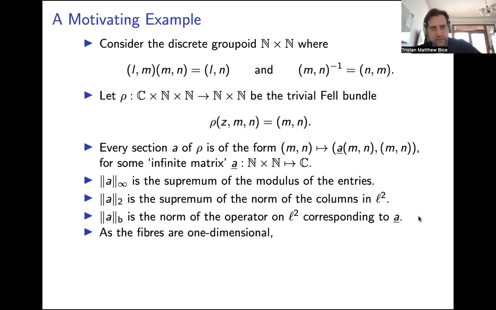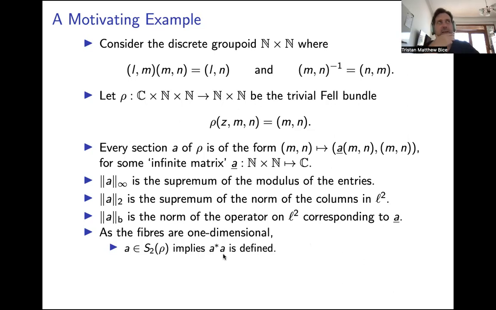There's something a bit special about this example. I mean, it's very special because it's a trivial Fell line bundle. There's no twisting or anything like that. But in particular, the fibers are one-dimensional. And what that means, various things I guess it means, but one thing that tells you, in fact, is that when some section has finite 2 norm, that automatically implies that the product of A star and A is actually defined.